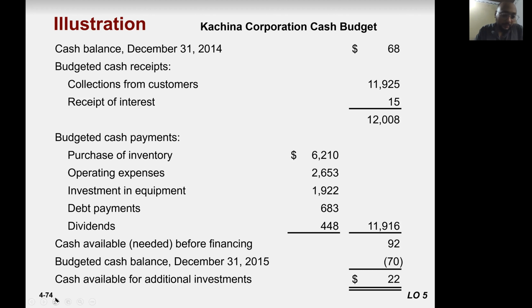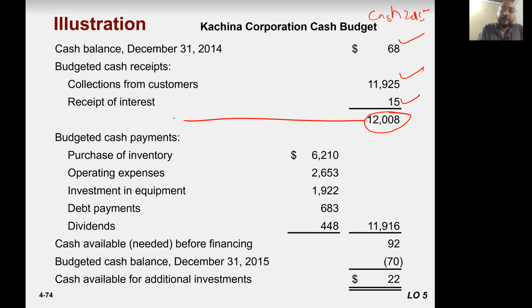let me change the color of the pencil here. Here we go. So we have the Kachina Corporation cash budget for 2015. Our beginning cash balance is 68. Cash collection, we have 2 cash collections. So our total cash collection is going to be total cash inflows. Write it down. Total inflows 12,008 million.